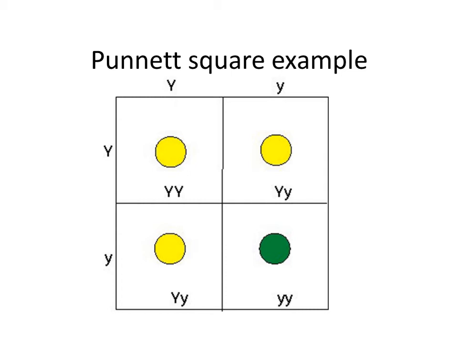And you can figure this out by placing the alleles down and determining what the possible offspring would be. So in a Punnett square, why we use them is to get all possible combinations of a particular cross, of a particular trait.